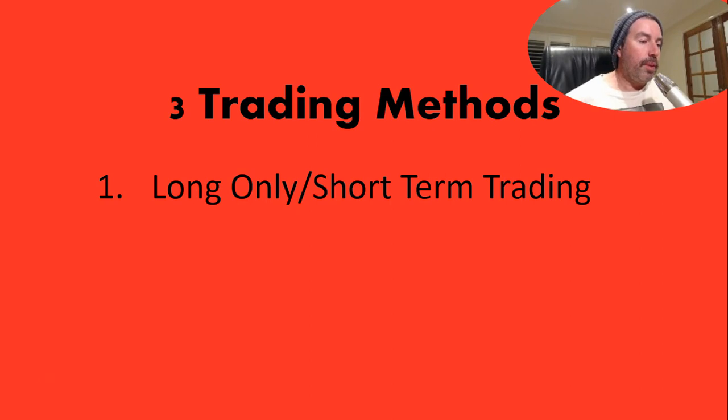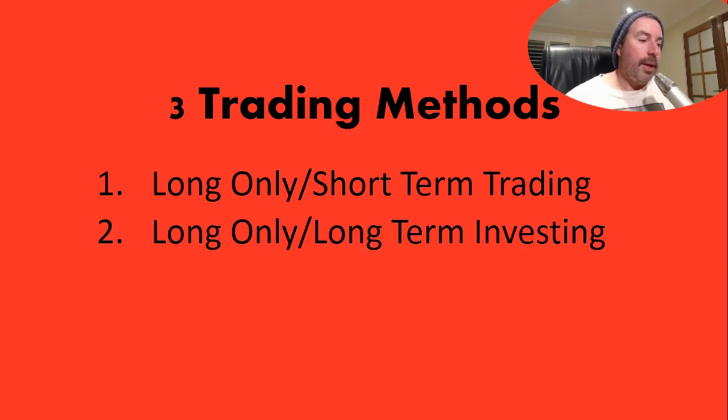So the three trading methods are long only, short-term trading. Long only meaning I only buy shares that I want to go up, and I do it short-term. Short-term to me means less than 3 months. I know some people think short-term is day trading or intraday trading. No, short-term for me is less than 3 months, and that's pretty much what I talk about on this channel. I'm talking about long only, short-term trading when I do my monthly shares that I'm looking at.